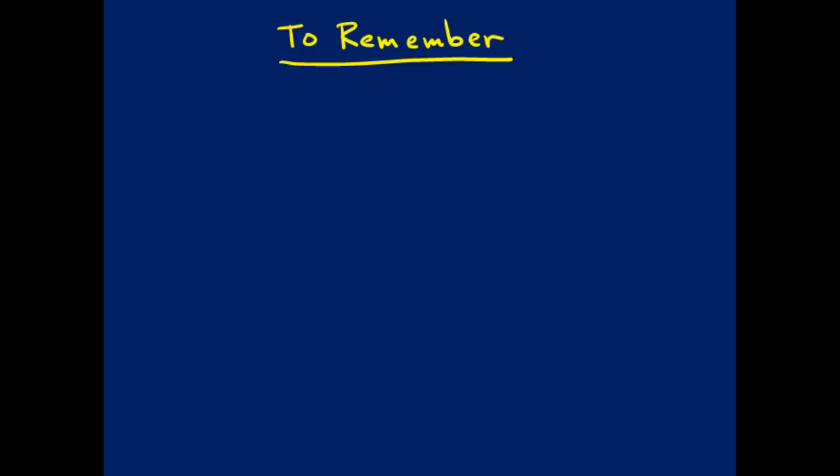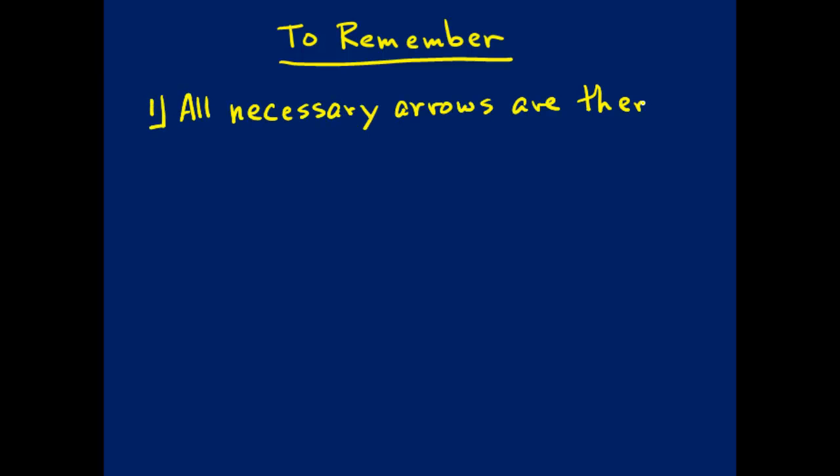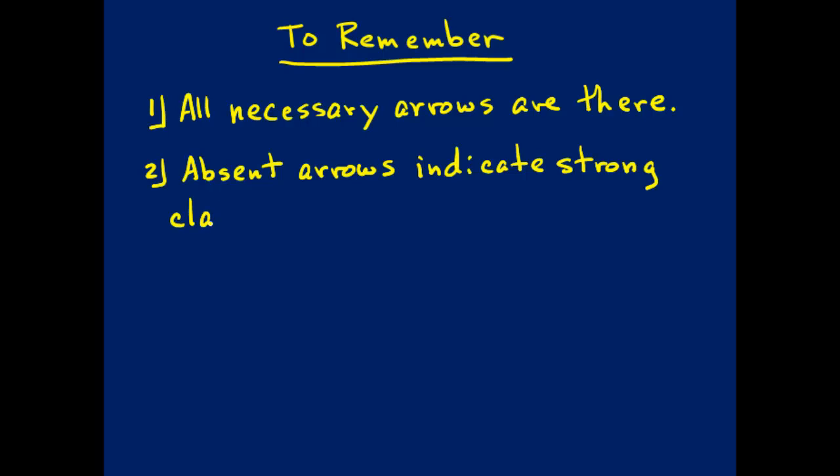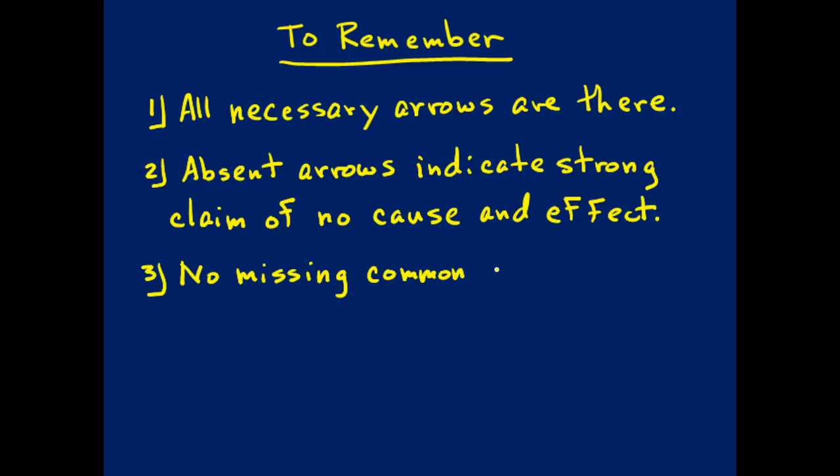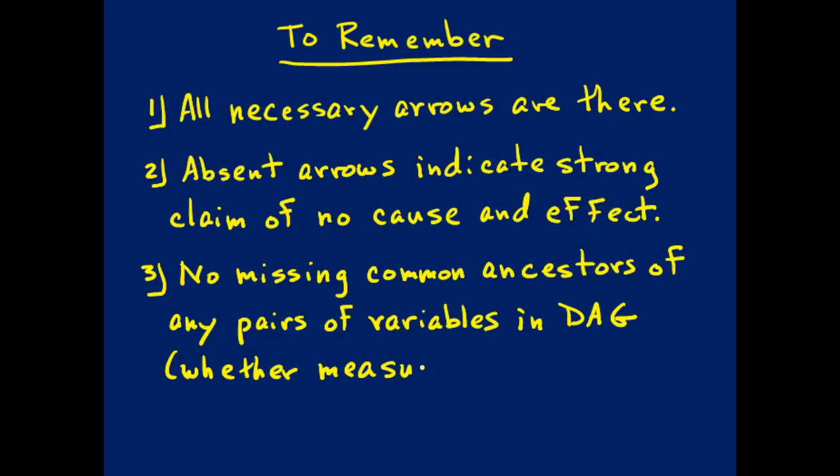So you should remember that you are aiming for a complete DAG that will have several characteristics. The first is that it's going to have all of the necessary arrows in the DAG. And you should remember that any absent arrows between two variables represents a strong causal claim that there is no cause and effect relationship between those two variables. And you should remember that for a DAG to be complete, there can be no missing common ancestors of any pairs of variables in the DAG. And it doesn't matter if the variables in the DAG are measured or unmeasured, and it doesn't matter if the ancestors are measured or unmeasured.